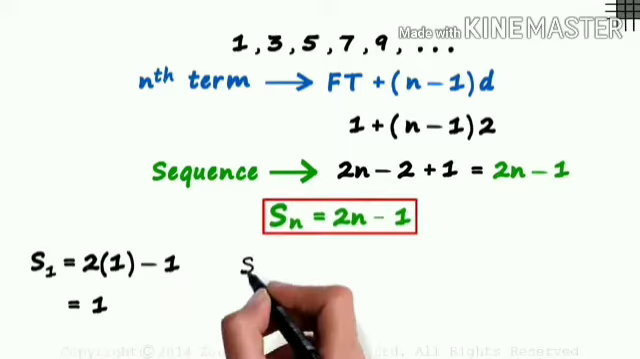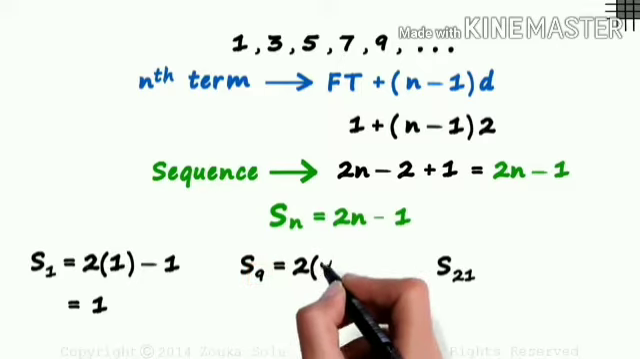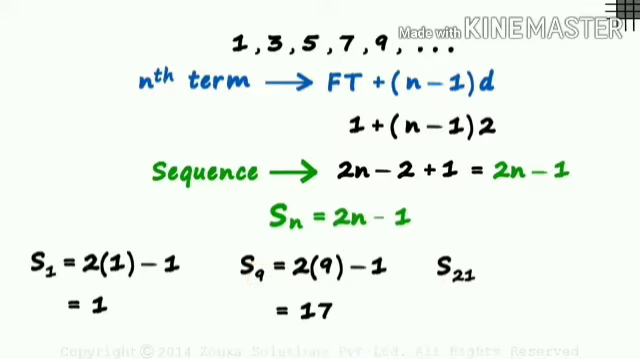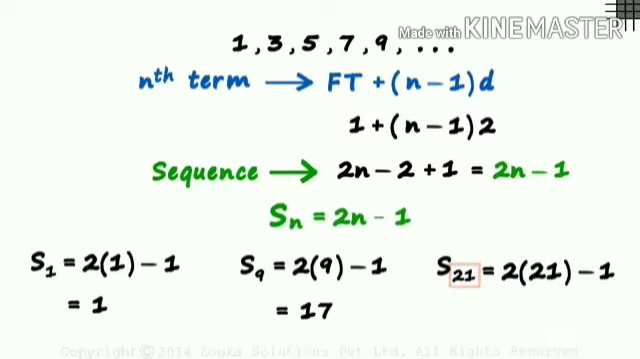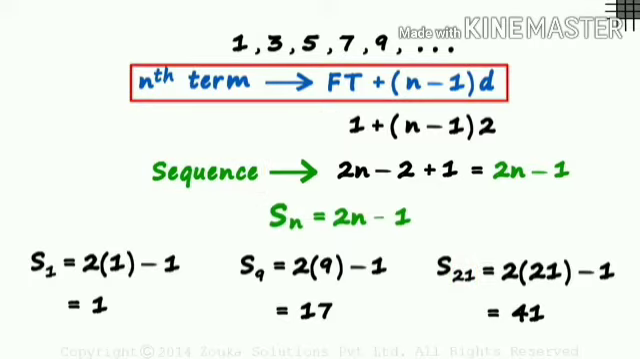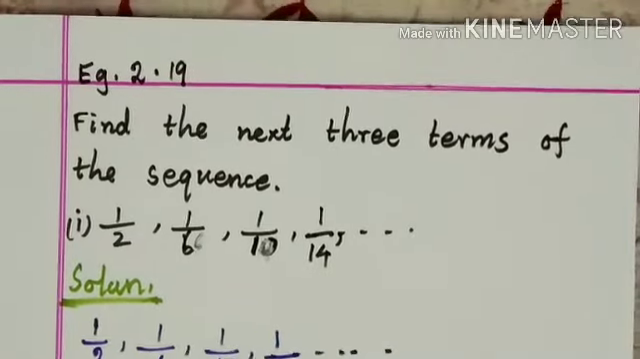Now with this formula, try finding the 9th and the 21st term of the sequence. The 9th term will be 2 times 9 minus 1, which equals 17. And the 21st term will be 2 times 21 minus 1, which equals 41. 41 is the 21st term of the sequence. So to define the sequence, we just use the nth term formula and substitute the values of the first term and the common difference. Let us move on to the examples.